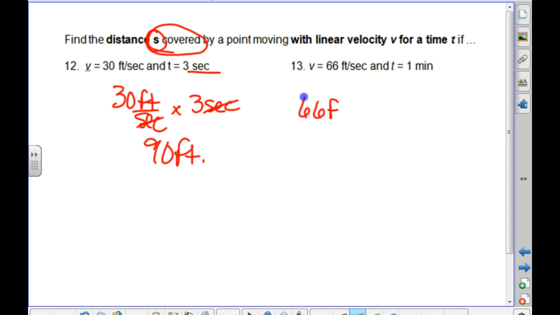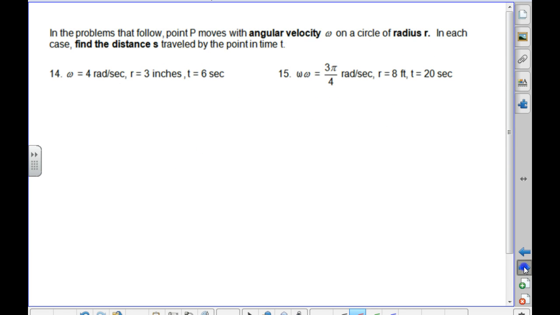So 66 feet per second times a minute. Well, what am I going to put in place of a minute? 60 seconds. I don't know what that comes out to, but it's so many feet. Oh, you already did it? I thought you would just do that off the top of your head. I was like, you need to be on math team. All right, do we still have 2 minutes? I'm actually going to tell you you can cross out 14 and 15.